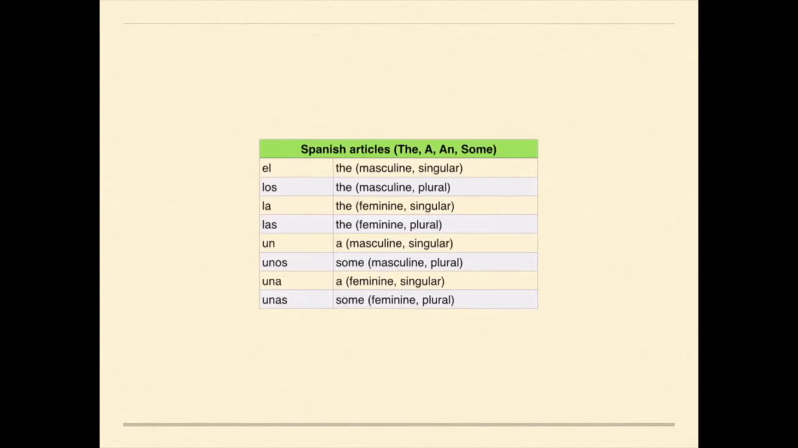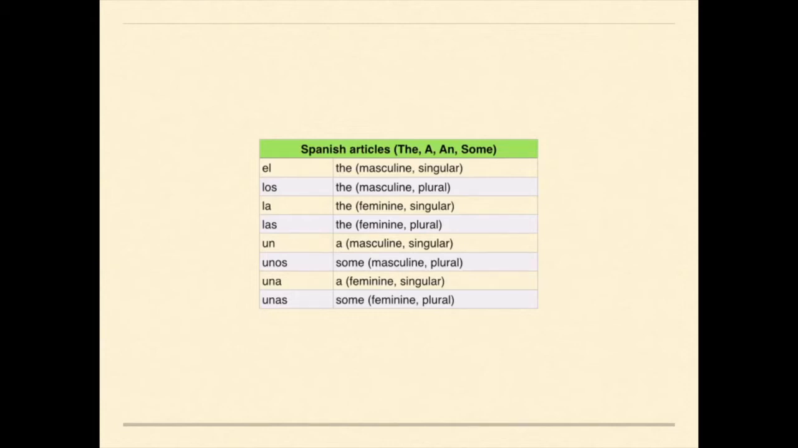So, focusing on the Spanish articles, or the words the, a, an, and some. In Spanish, there are 4 ways of saying the. Let's start with the first. El is the masculine singular way of saying the. Los is the masculine plural. La is the feminine singular. And las is the feminine plural.